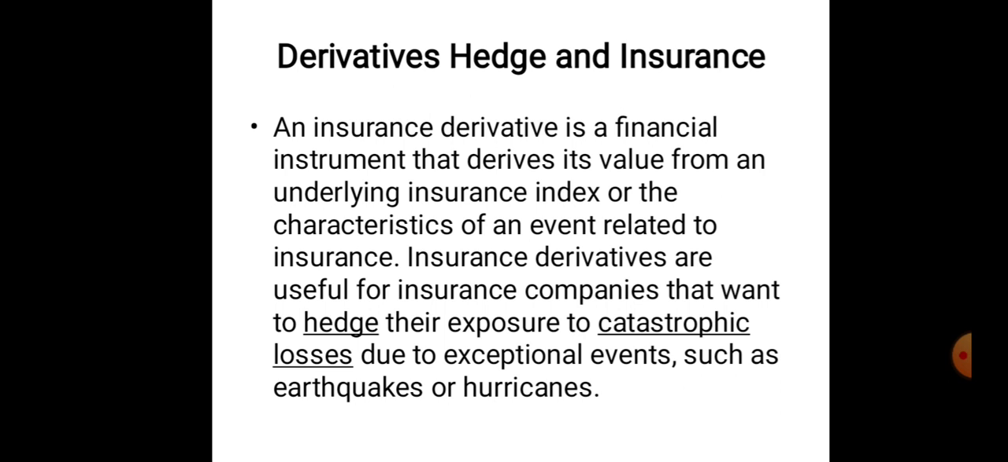Insurance derivatives are useful for insurance companies that want to hedge their exposure to catastrophic losses due to exceptional events such as earthquakes or hurricanes. Catastrophic losses that arise mean nothing but unconditional losses. We can't predict what our future will be. If we could predict our future, there would be no problem, but we can't make that prediction.